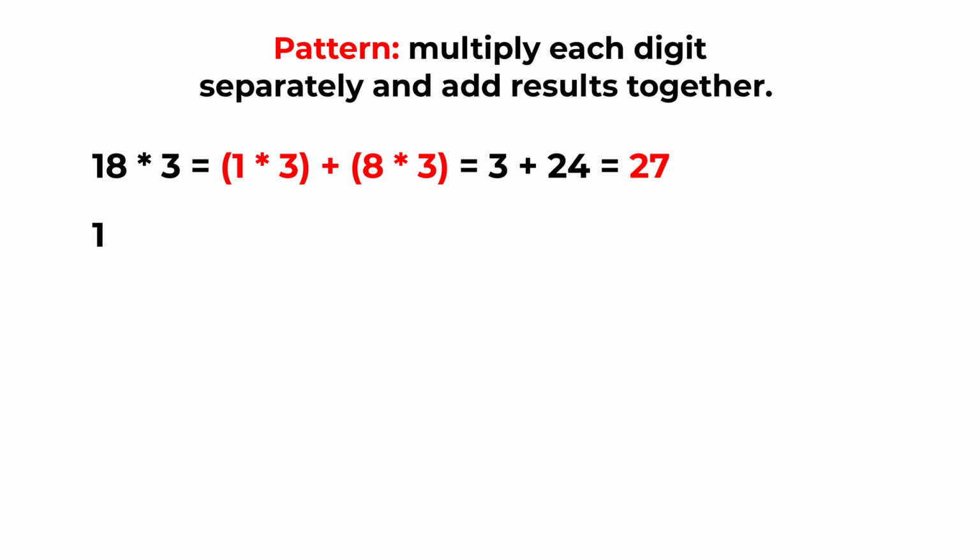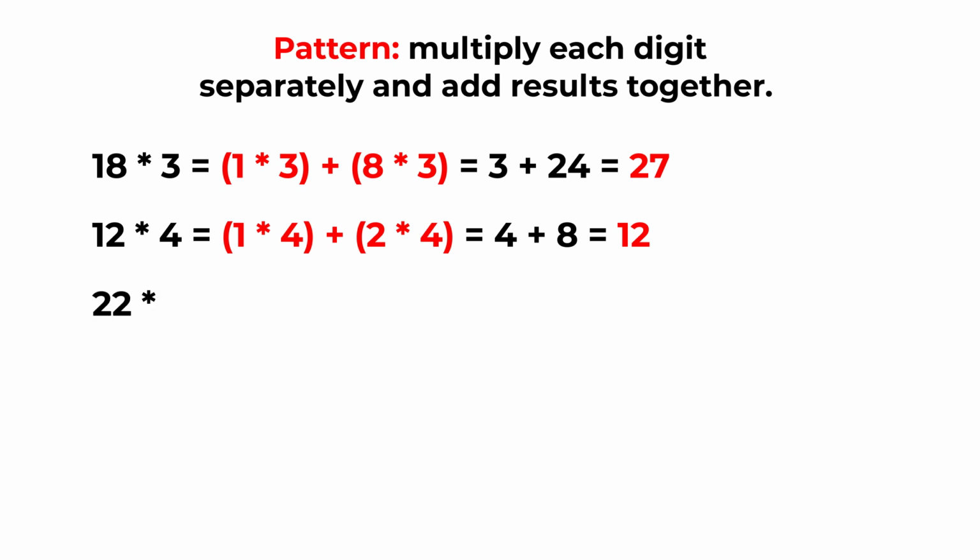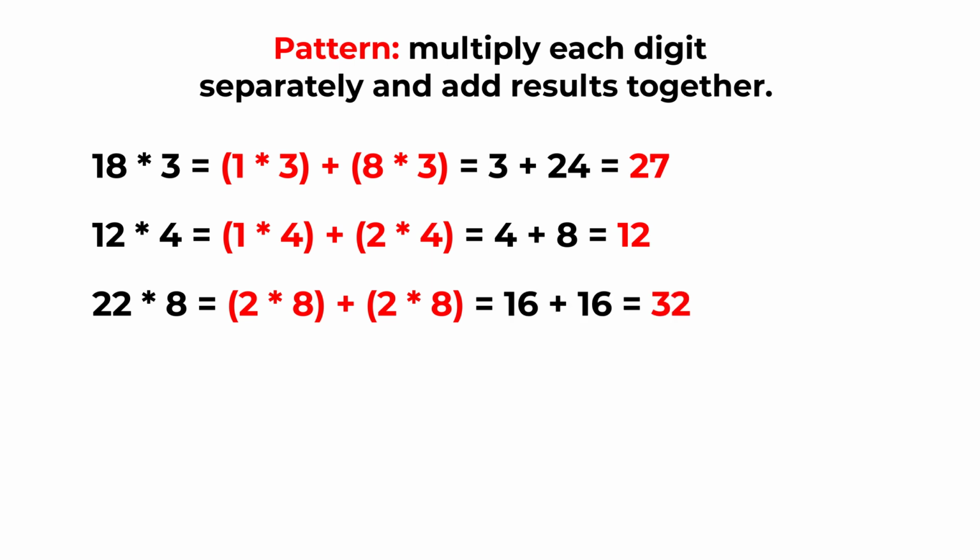In a similar way, 12 multiplied by 4 can be calculated as 1 multiplied by 4 in parentheses plus 2 multiplied by 4 in parentheses, which would be equal to 4 plus 8, and would be equal to 12. And in a very similar way, 22 multiplied by 8 would be 2 multiplied by 8 in parentheses plus 2 multiplied by 8 in parentheses, which would be 16 plus 16, which would be equal to 32.